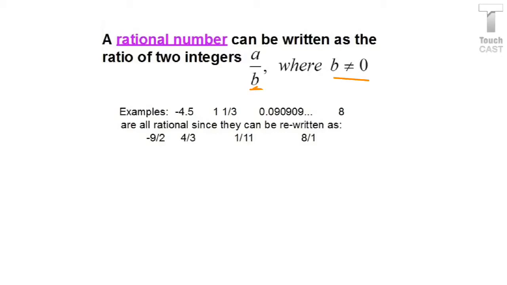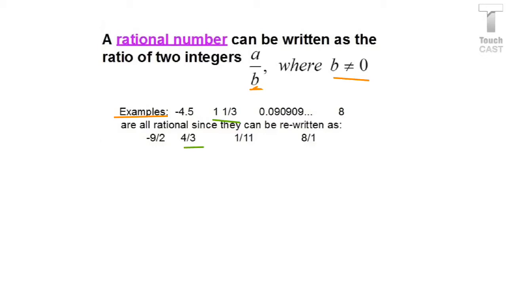Now, if you look at our examples, you see -4.5. This is a rational number because -4.5 is the same thing as -4 1/2, and if you turn that into an improper fraction, it's -9/2. 1 1/3 is the same thing as 4/3.